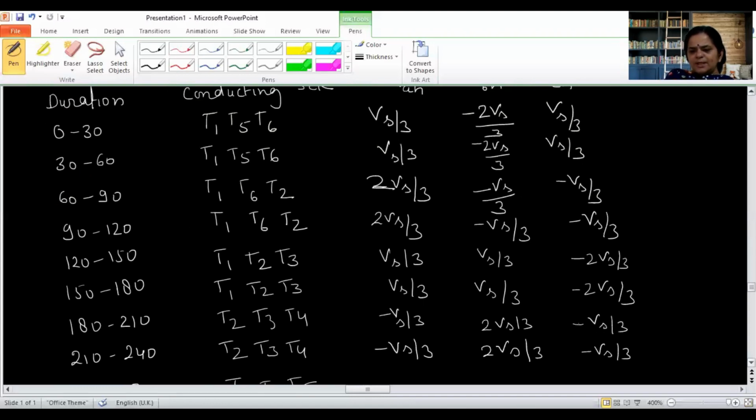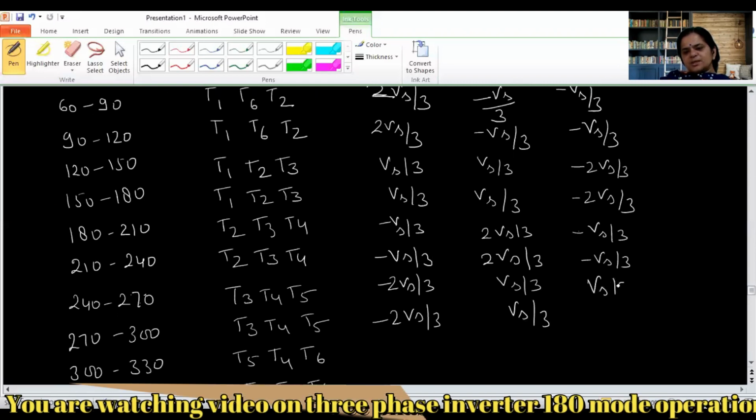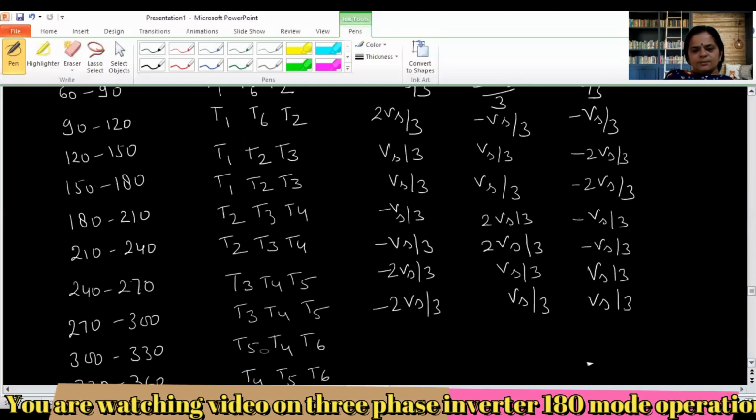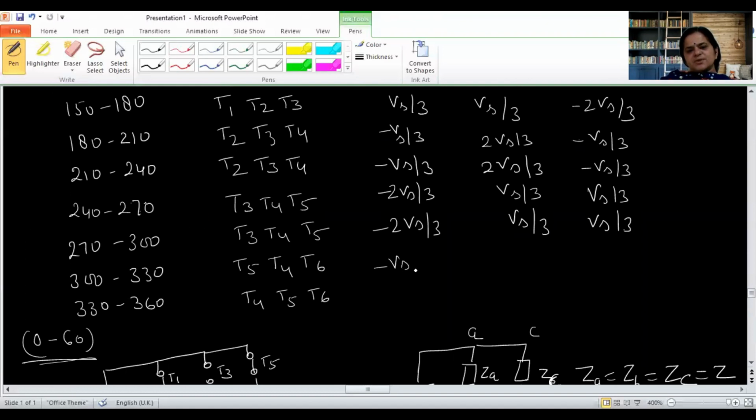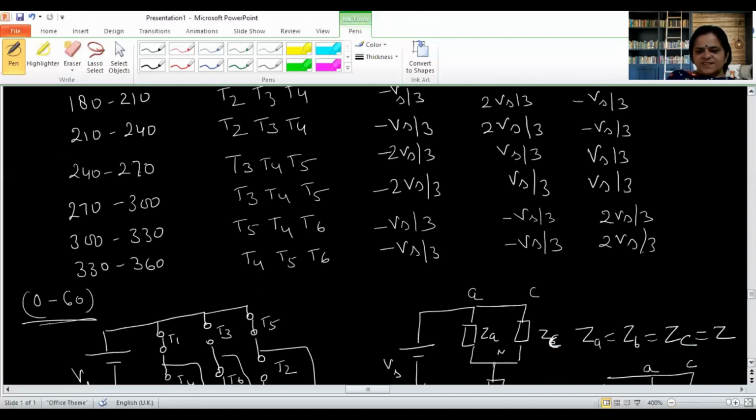Similarly, if you repeat the same process, the table will be like this. Here it will come minus 2 Vs by 3, minus 2 Vs by 3, and this will be Vs by 3, Vs by 3, Vs by 3, Vs by 3. Then further 4, 5, 6, it will be minus Vs by 3, minus Vs by 3, minus Vs by 3, minus Vs by 3, and this will be 2 Vs by 3 and 2 Vs by 3. So that kind of table you can make, as I have shown in the example between 0 to 60 and 60 to 120.